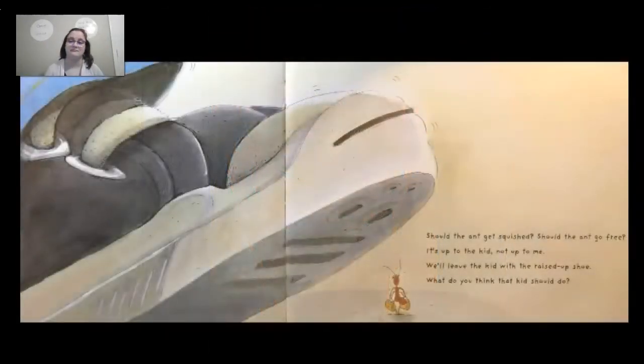Should the ant get squished? Should the ant go free? It's up to the kid, not up to me. We'll leave the kid with a raised up shoe. What do you think that kid should do?